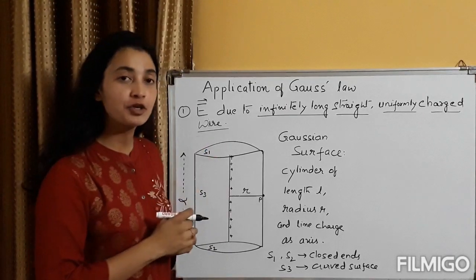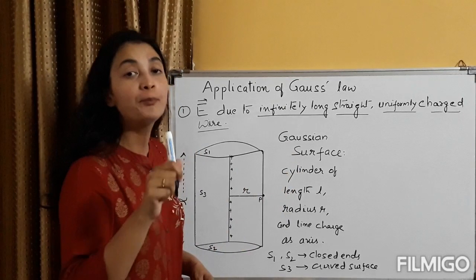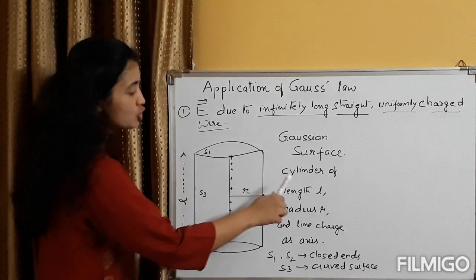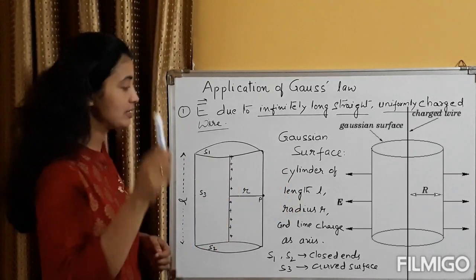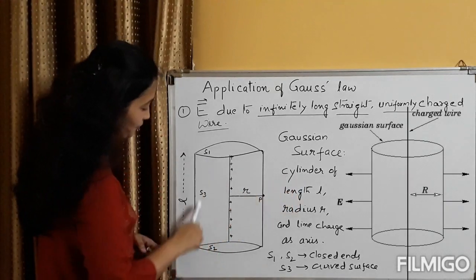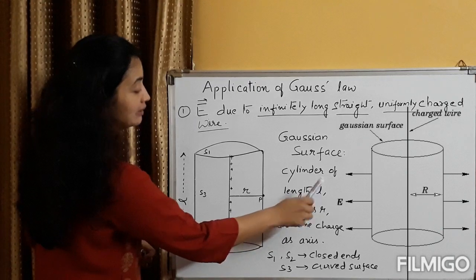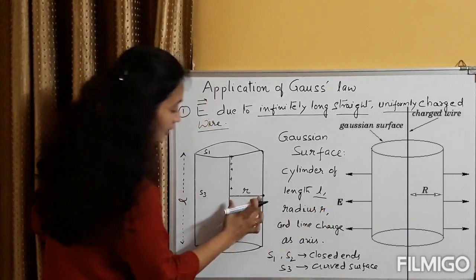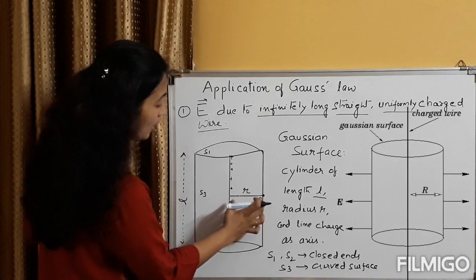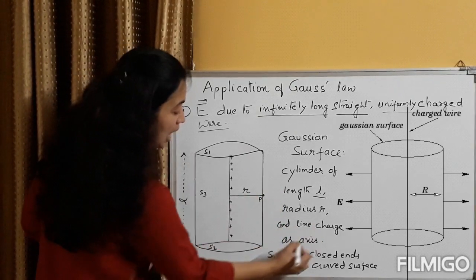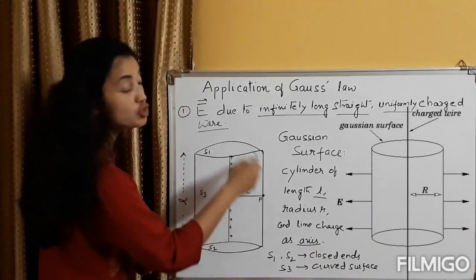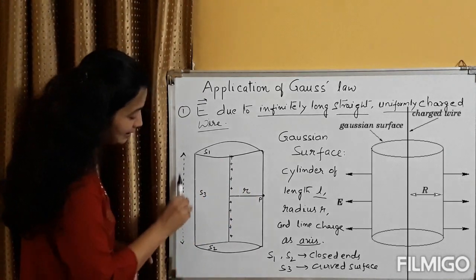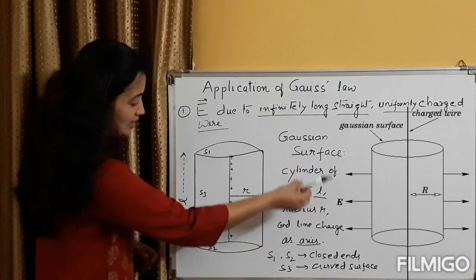So how to find the electric field? We decided we have to choose a proper Gaussian surface. Here in this situation, for symmetry, we have chosen a cylinder as the Gaussian surface. What are the criteria? The cylinder we have chosen has the same length L as the length of the wire itself. The radius of the cylinder is R, the distance of the observation point from the wire, and the line charge is its axis. You can see in the diagram itself that the length of the cylinder is L.